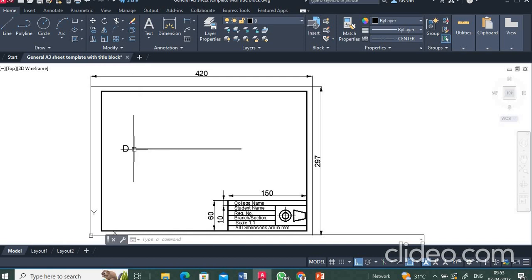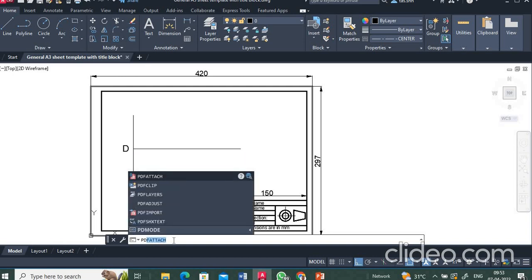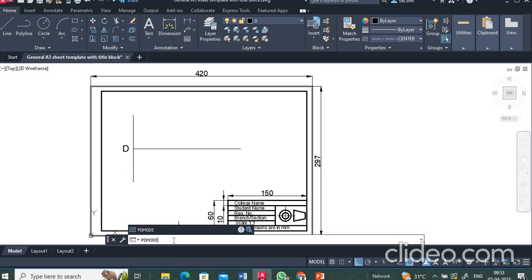So I am going to make a point at 40 mm from here. Before going for that point, to make it visible, we have to use a command called PD mode. PD mode, just give 3, and PD size, it will be 0. So you can give it as 3.